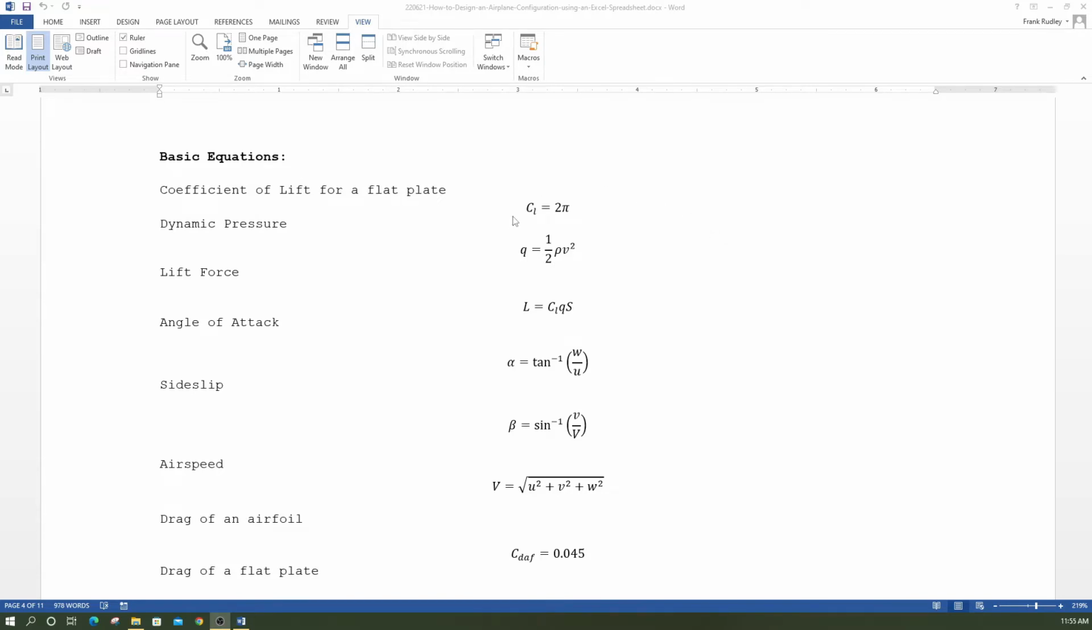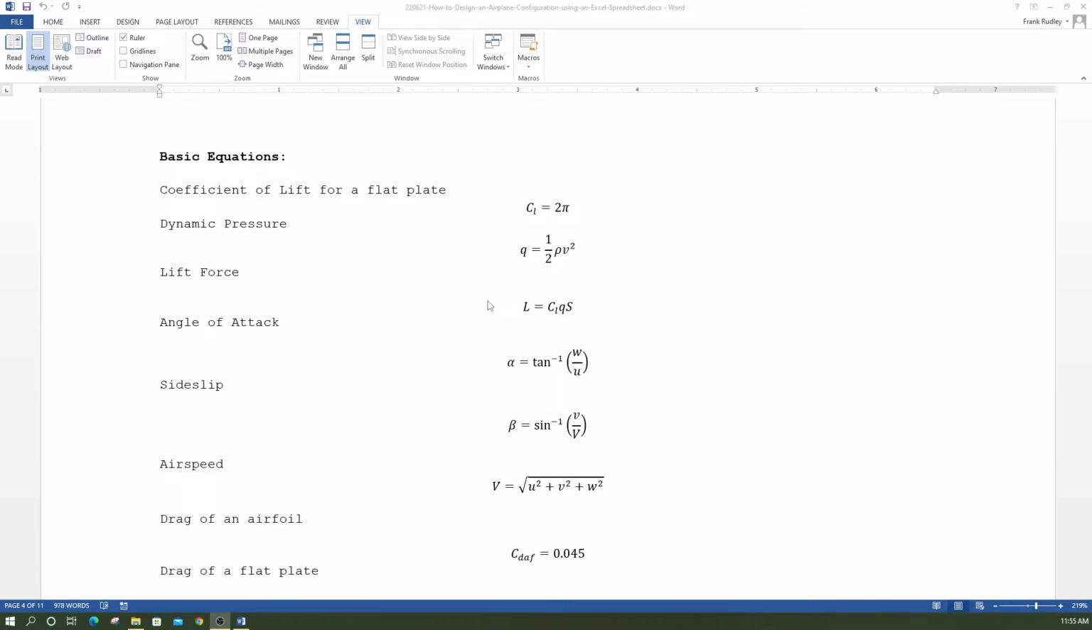So we're going to assume our coefficient of lift is 2 pi. That's basically the coefficient of lift for a flat plate in laminar flow. And another very important equation is dynamic pressure, Q is equal to 1/2 rho v squared. So we're going to be using that equation. So we have a lift equation. So the lift is the coefficient of lift, which is 2 pi, times the dynamic pressure Q times the surface area. So this is our equation for lift.